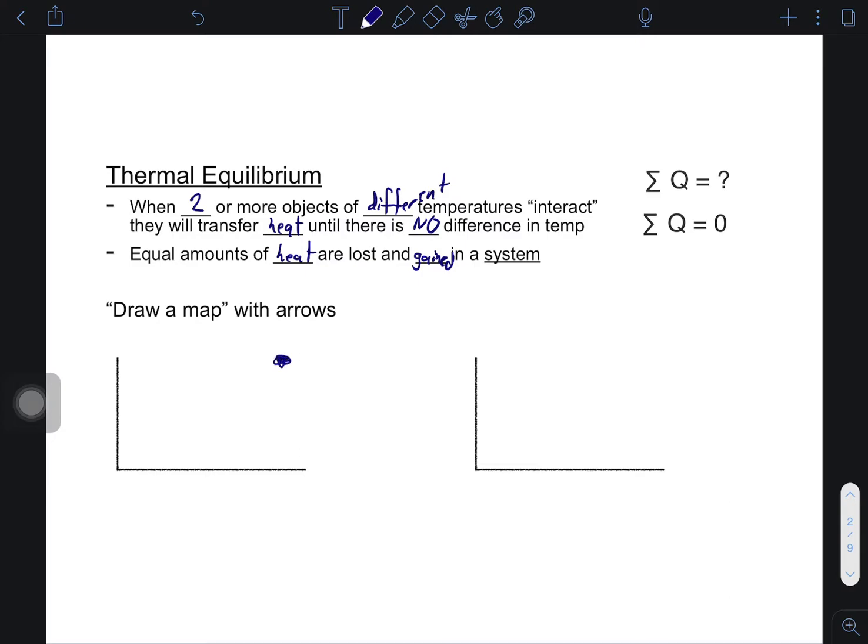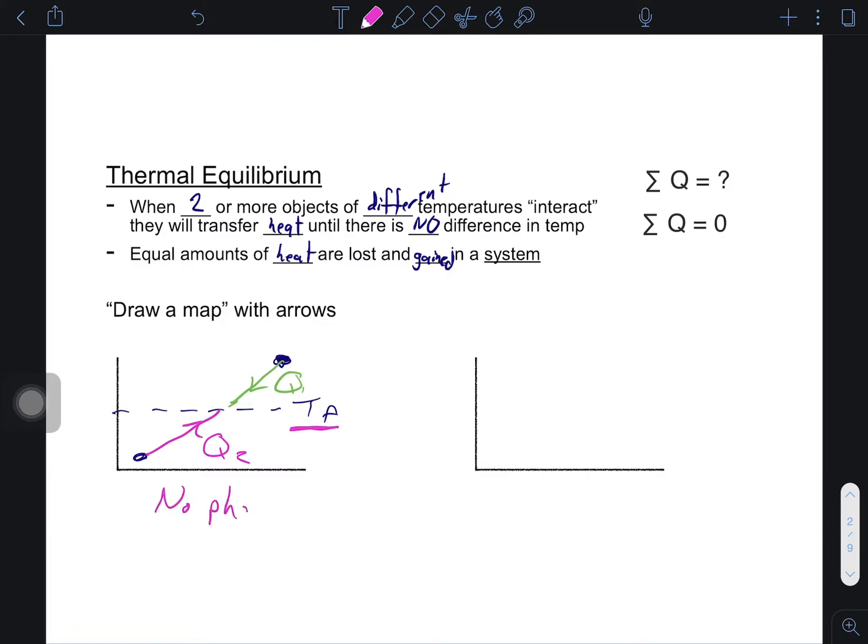We could start with an object that has a temperature here, and we have a temperature here. And then what's going to happen is they're going to meet somewhere in the middle. So we can just say that this object is going to cool down to what we call our final temp. And we can call that Q1. And then we can say this object is going to heat up to that same final temperature, and we can call that Q2.